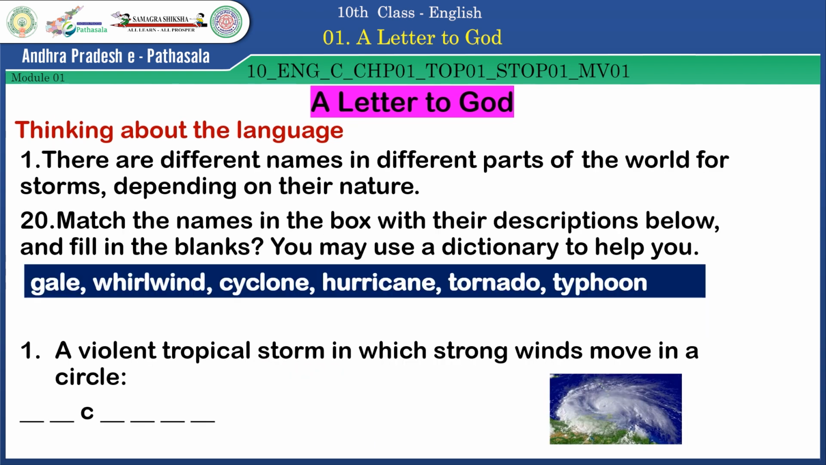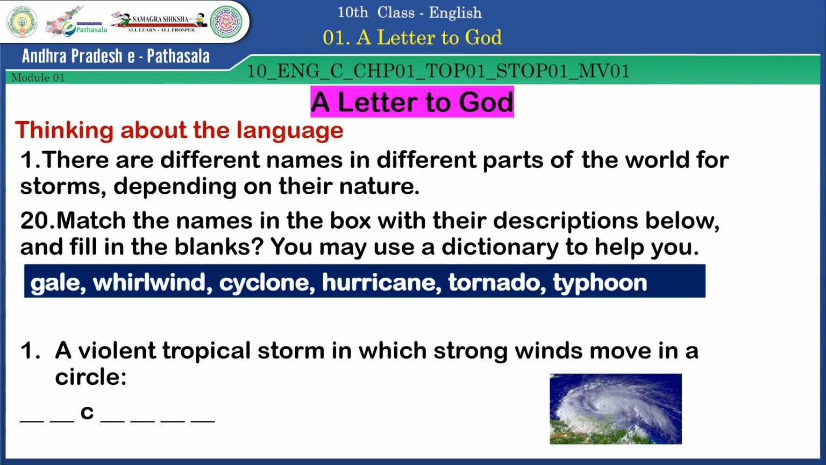There are different names in different parts of the world for storms depending on their nature. Match the names in the box with their descriptions below and fill in the blanks. You may use a dictionary to help you. The words given in the box are gale, whirlwind, cyclone, hurricane, tornado, typhoon.